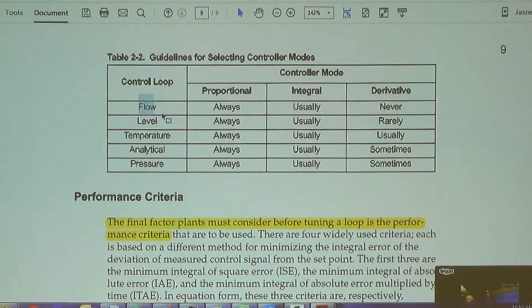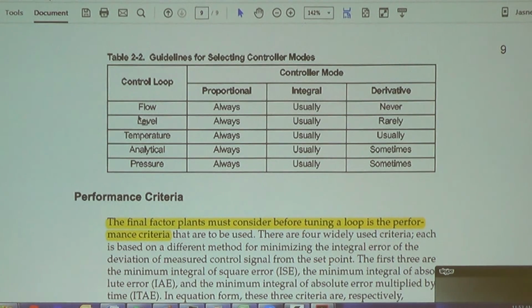Flow control is a very fast process. Instant changes are happening, and it's a very turbulent action. Your valve is opening, closing very rapidly. So in flow control, proportional is always there. Integral usually is there because you need to at times slow down the system. Whenever you have to slow down the system, you add integral action to it. But never ever add derivative action to a flow control. It would wreck your system, because the system is already fast. If you add derivative to it, it will become very unstable.